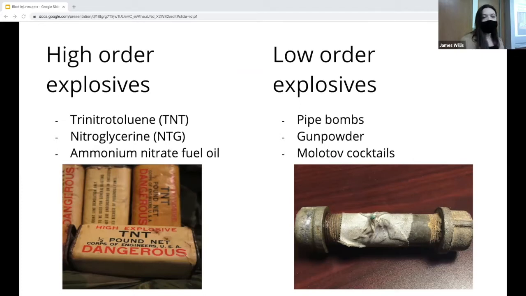Low order explosives might be more common. They're typically used in terrorist attacks. Low order explosives don't have this blast wave. They tend to cause damage due to fragmentation, and these include pipe bombs, gunpowder, and Molotov cocktails. Both high order explosives and low order explosives create something called a blast wind, which is a superheated wave of airflow, which can propel someone away from the site of the blast and cause injury.